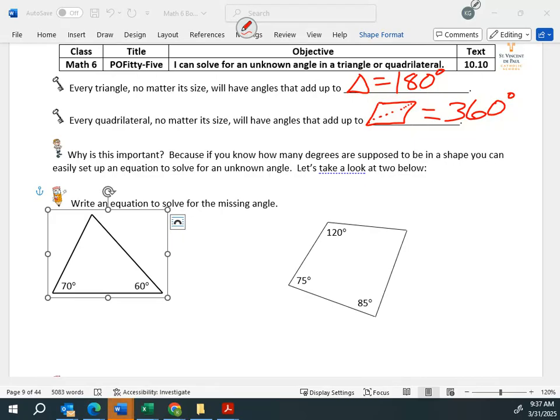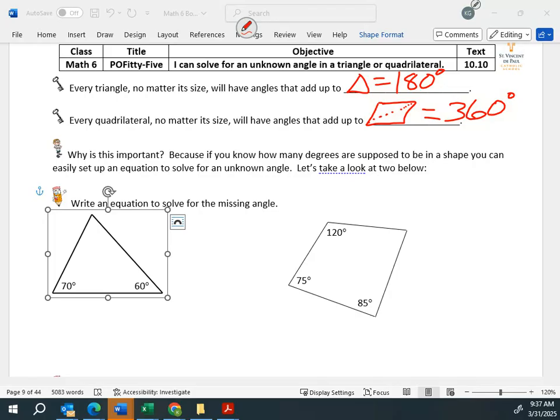So when we're finding the missing angle, if it's a triangle, you subtract what you know from the 180 degrees. If it's a quadrilateral, you subtract it from 360 degrees to find your missing angles.